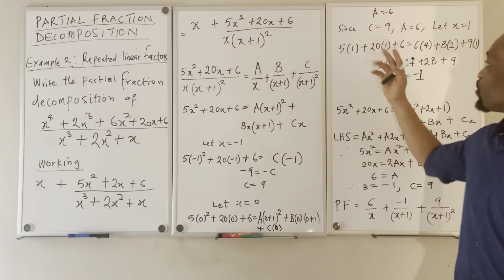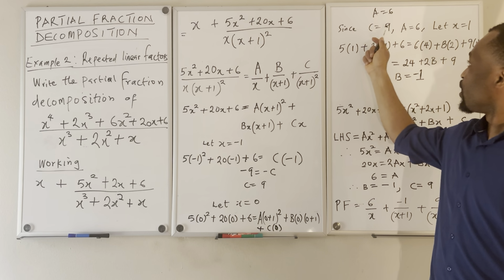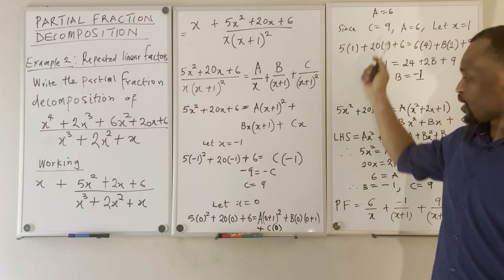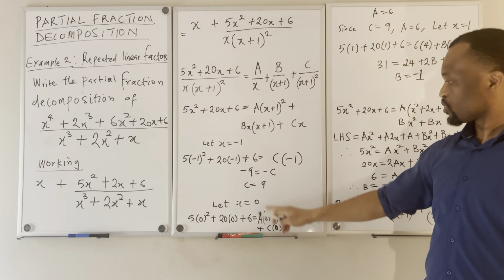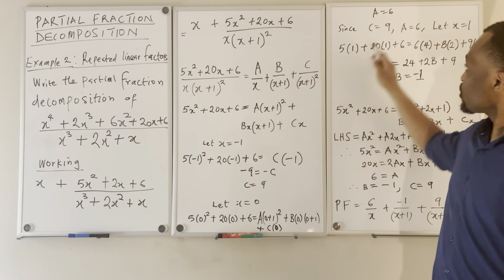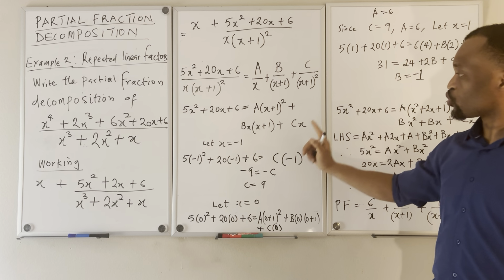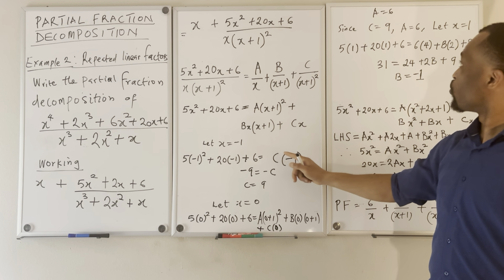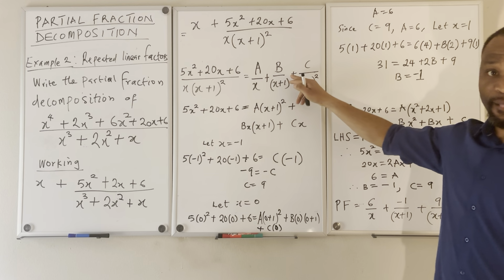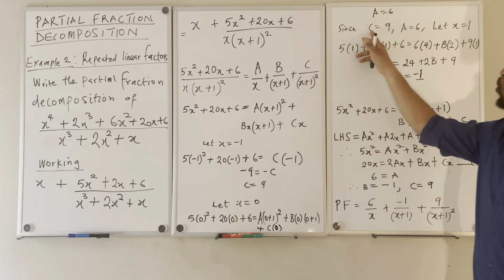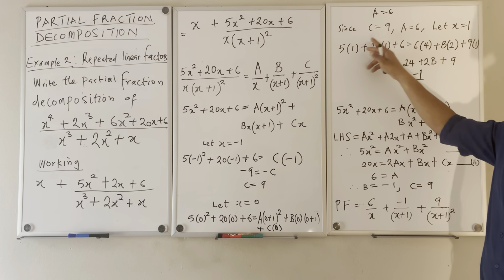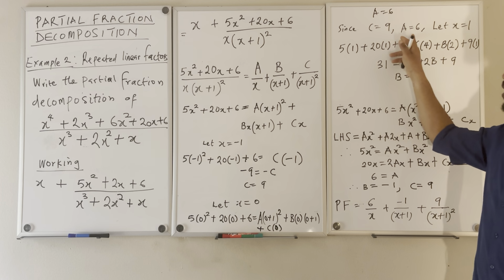Now, having found our a and we found our c, we're only left with one unknown to look for, which is b. So since c equals 9, a is equal to 6.